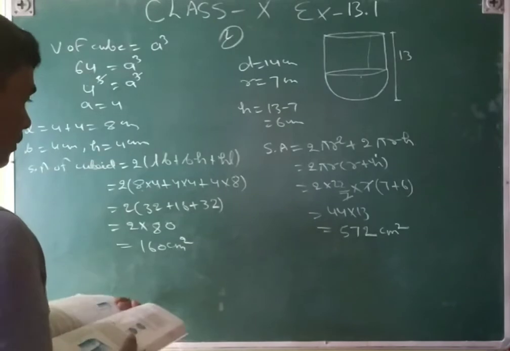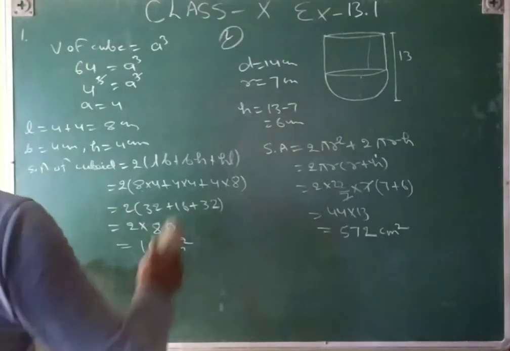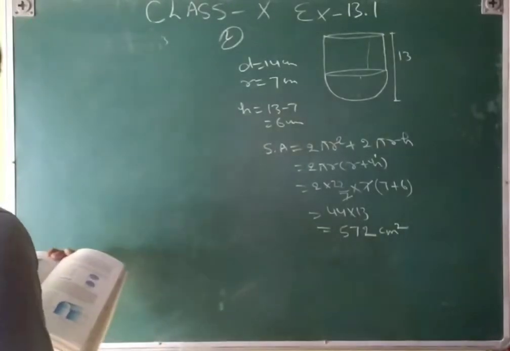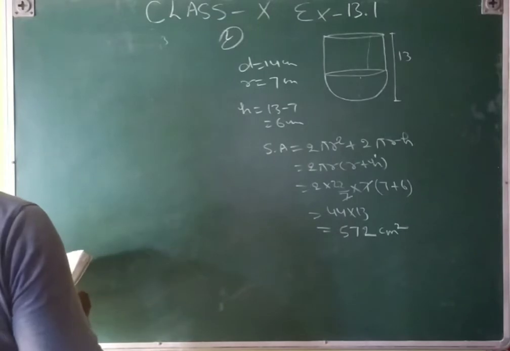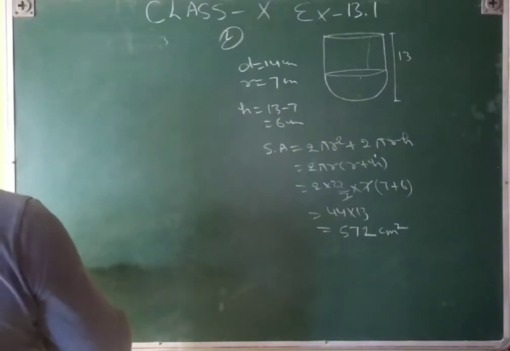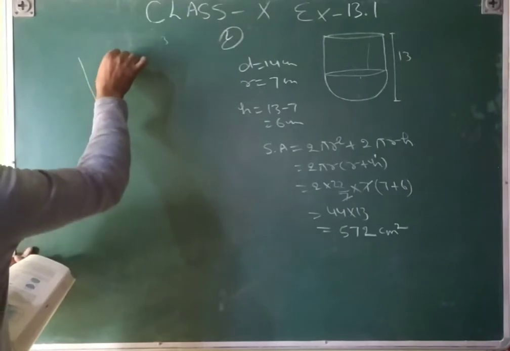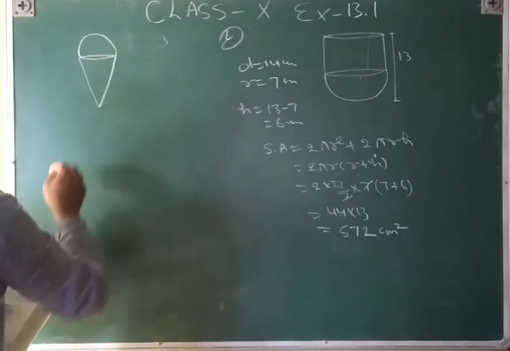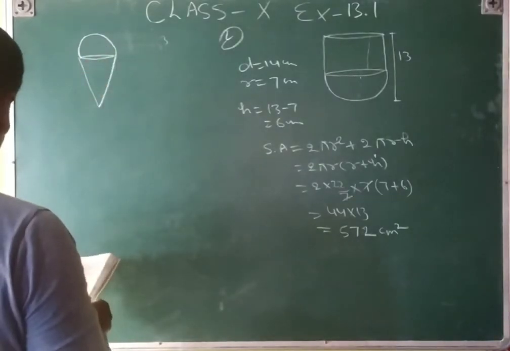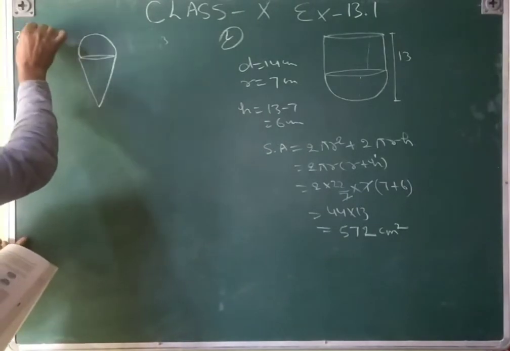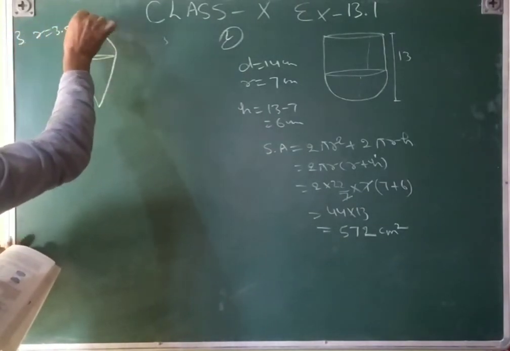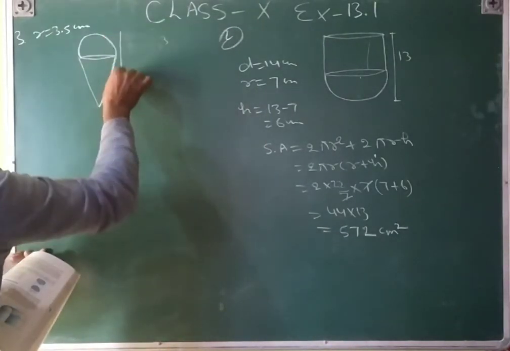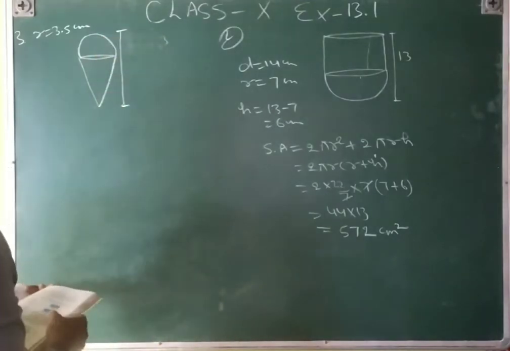Next question, a toy in the form of a cone of radius 3.5 cm mounted on a hemisphere. One is a cone, and then on the top one hemisphere is also there. So r is equal to 3.5 centimeter, and the total height is 15.5 centimeter.